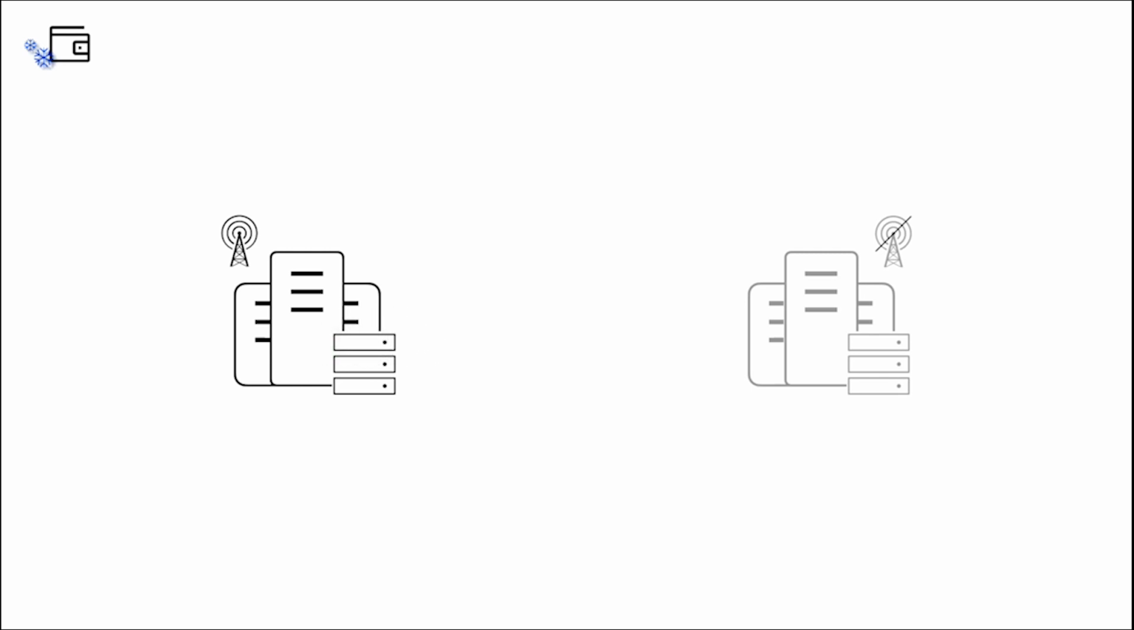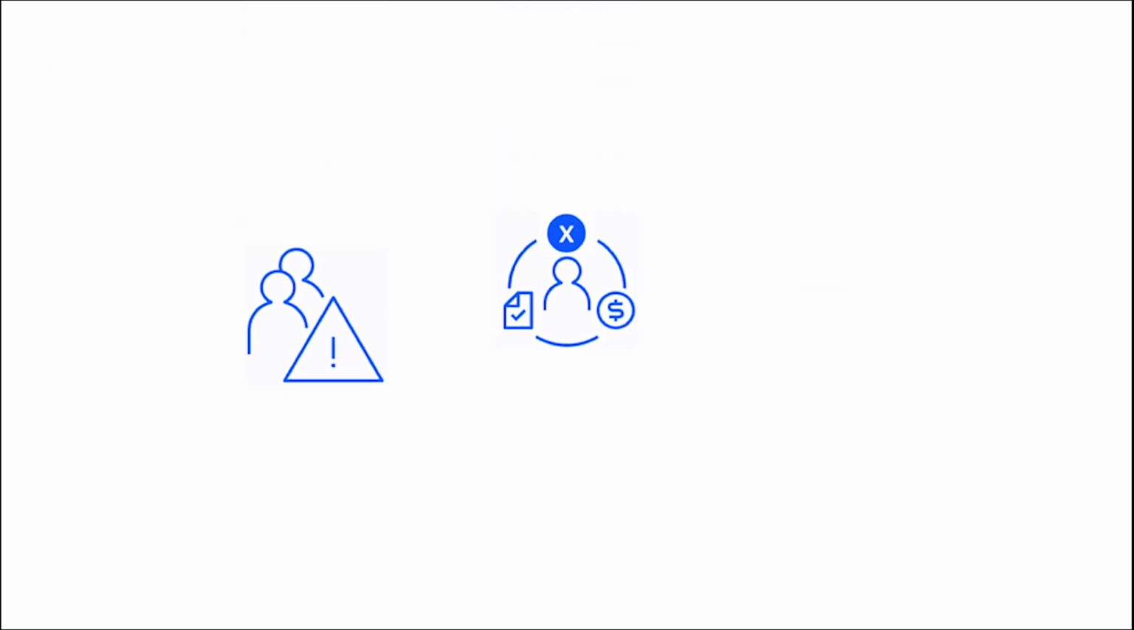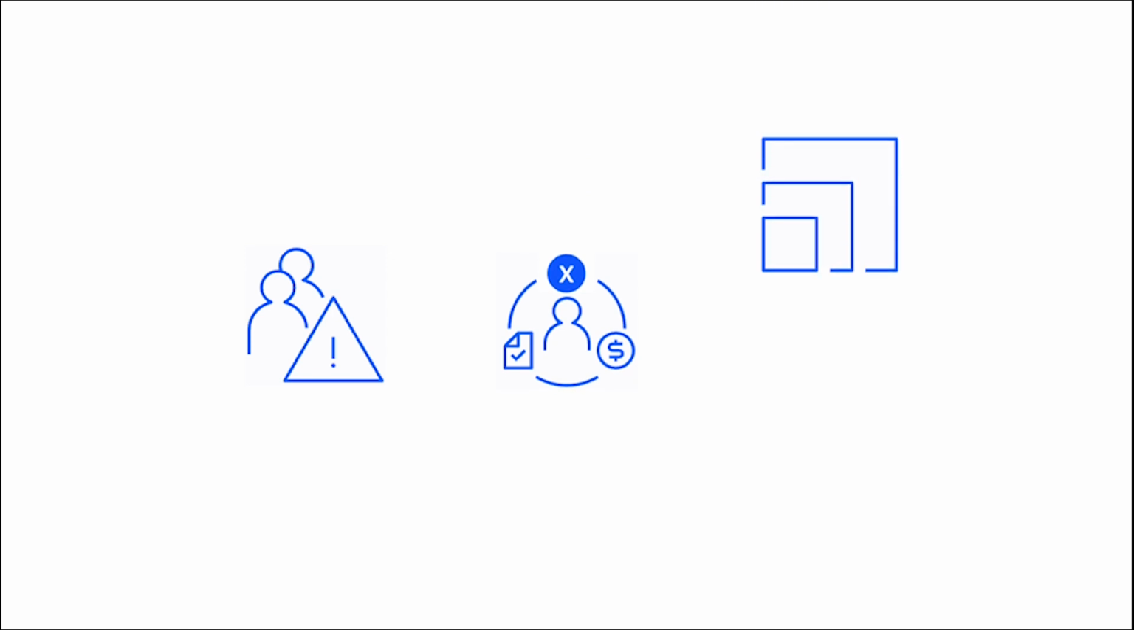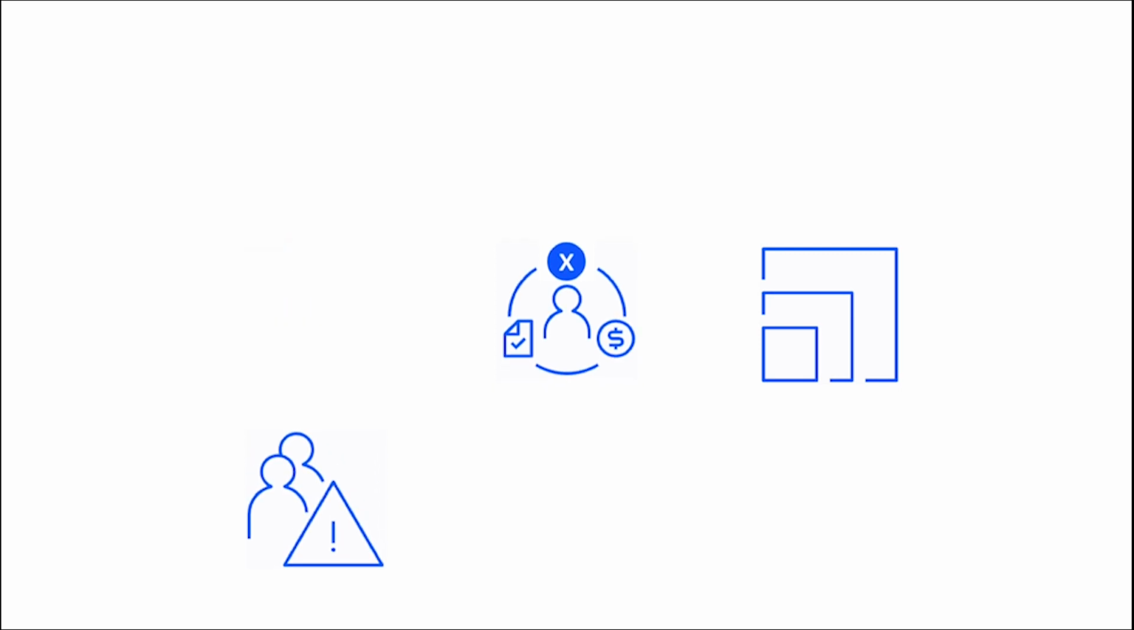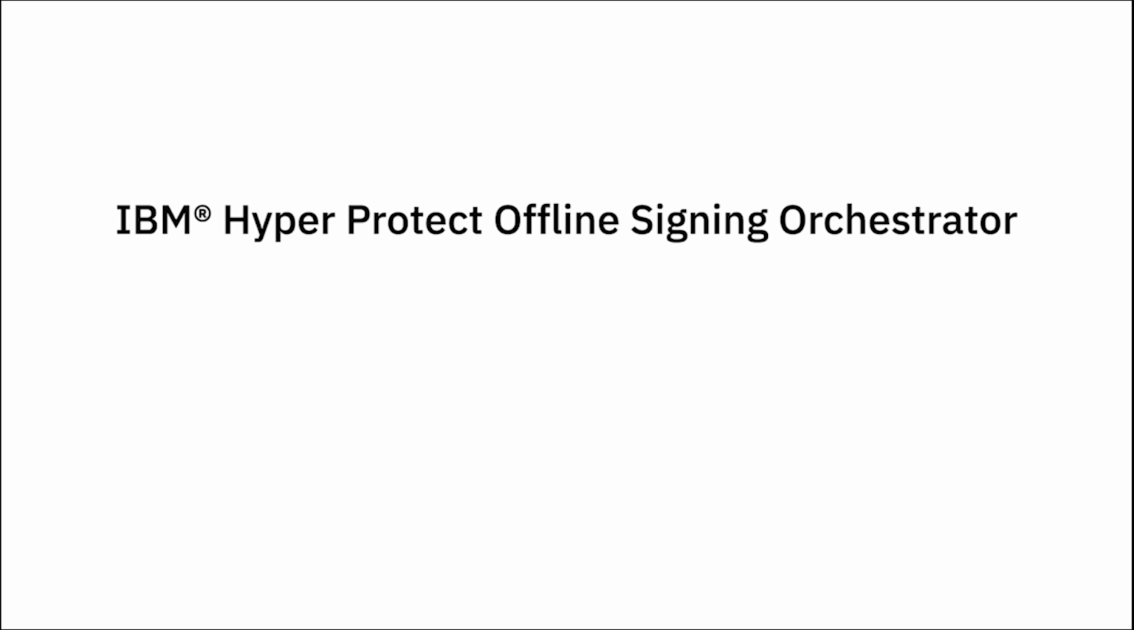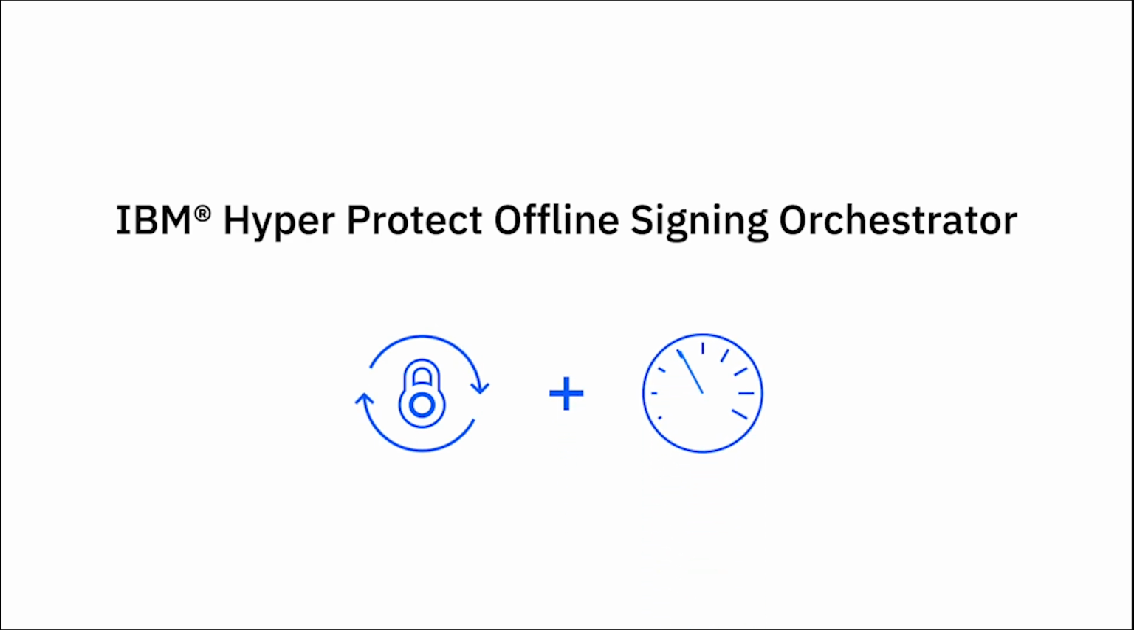When it comes to these offline or physically air-gapped cold storage solutions, there are several limitations, including privileged administrator access, operational costs and errors, and the inability to scale. All these limitations are due to one underlying factor: human interaction. IBM HyperProtect Offline Signing Orchestrator solves the challenge with today's cold storage options and signing of digital assets, providing both high security and efficiency.